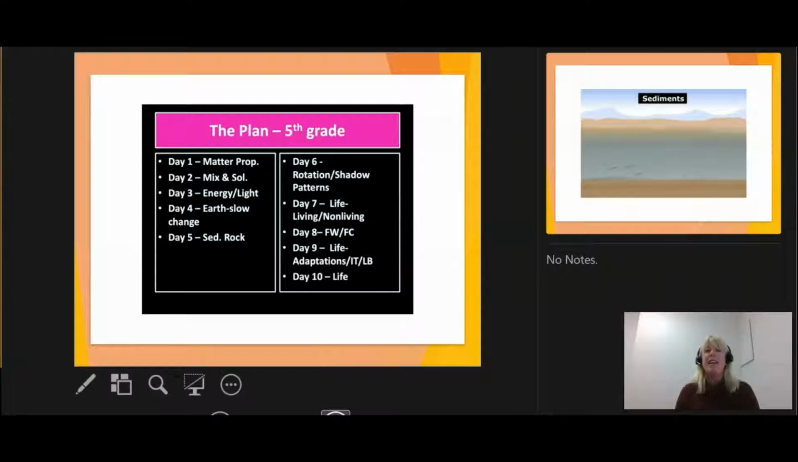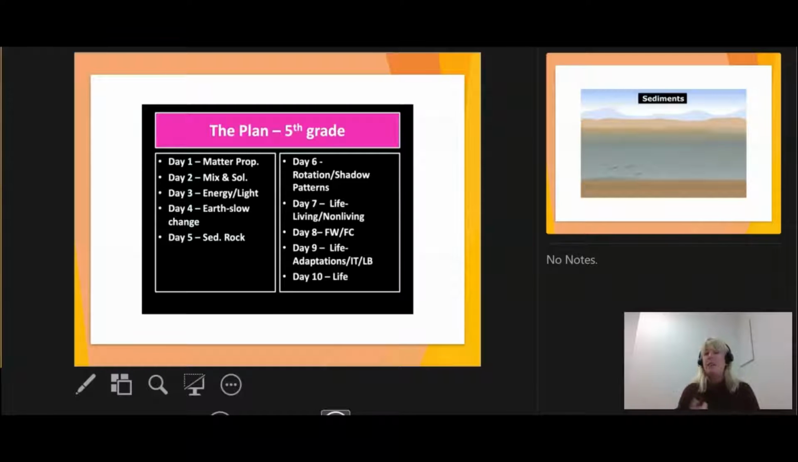Day 7, here comes a lot of your questions. So day 7 and 8 focus on relationships inside of ecosystems. So living to living and living to non-living. Day 7 and 8, critical. So day 8 is being able to read food chains and food webs and interpret them. And then day 9 goes into life adaptations with inherited traits and learned behaviors.